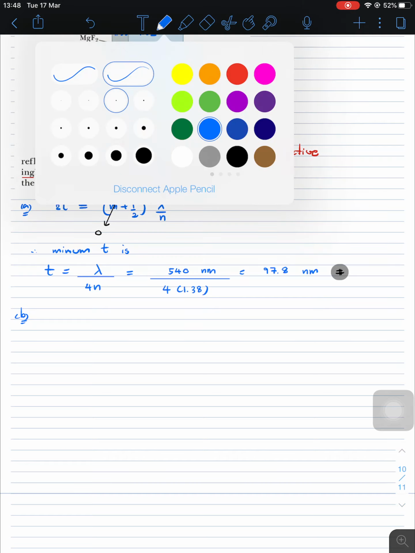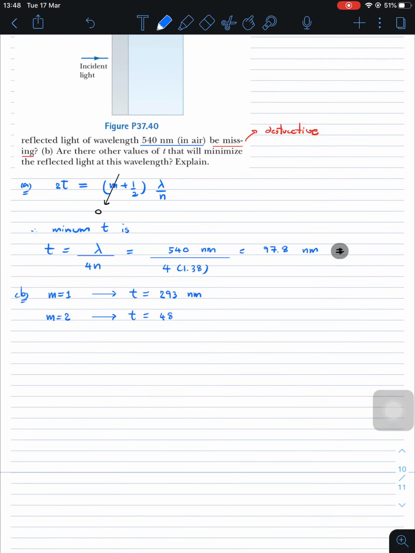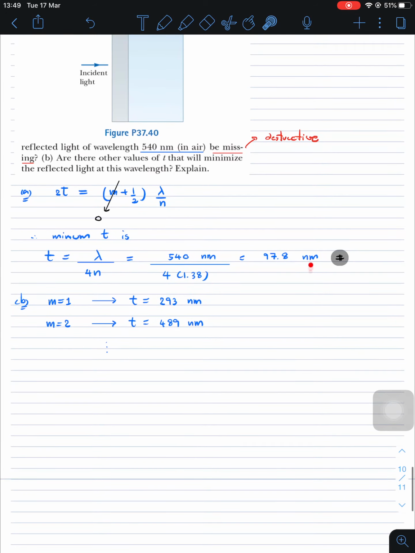For example, if we have m equal to 1, then T is going to be equal to 293 nanometer. If we have m equal to 2, then we get the thickness to be equal to 489 nanometer, and so on. But don't forget that the first one is the minimum value of T to get the minimization, but these can still get the minimization as well.